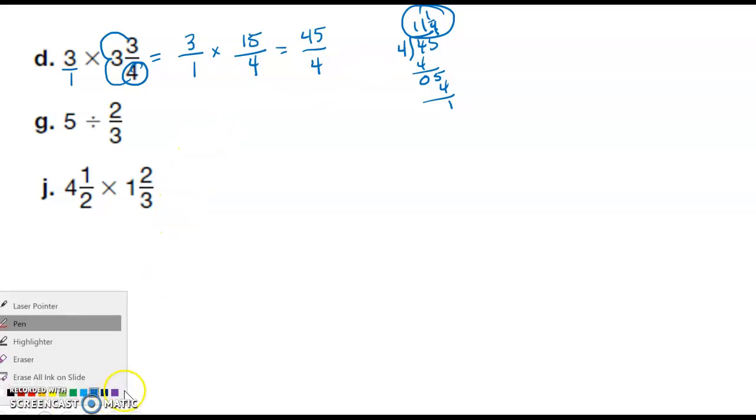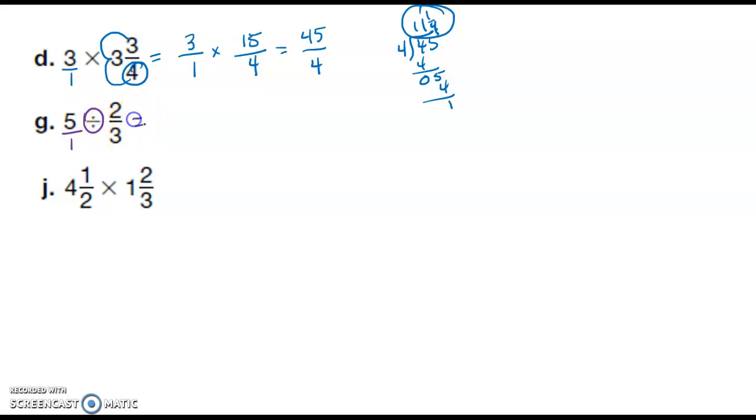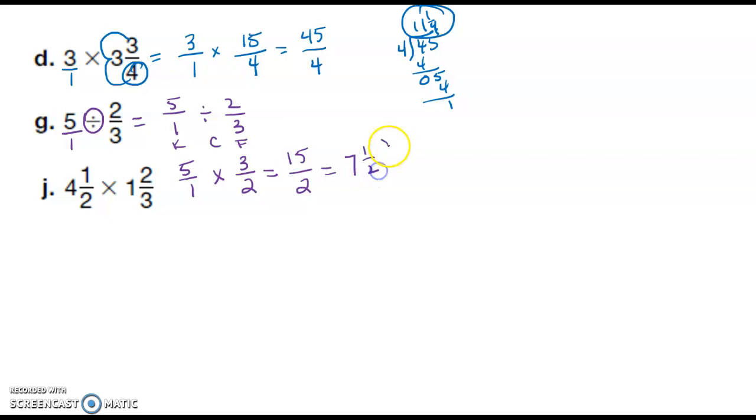Okay, let me change my colors here. So here I'm going to put 5 over 1. We are dividing, so we have a couple of steps. So let me make this 5 over 1 divided by 2/3. I'm going to keep change flip. So I keep my 5 over 1. I change this to multiply, and I flip my fraction here. 5 times 3 is 15. Divided by 2 is going to be 2 goes into 15, 7 times, 7.5.